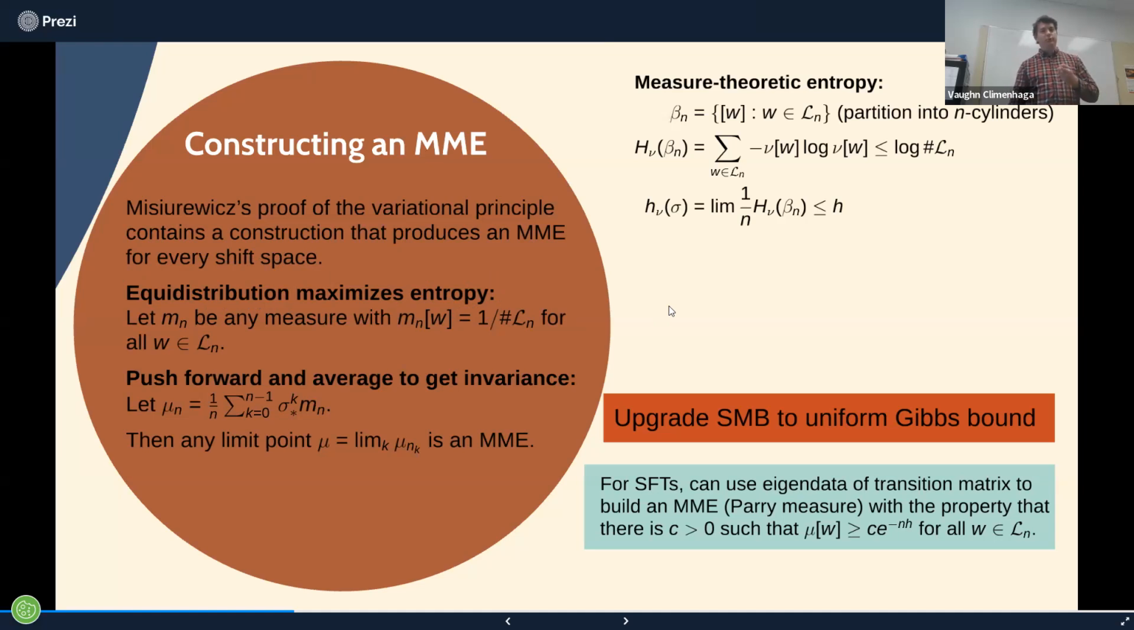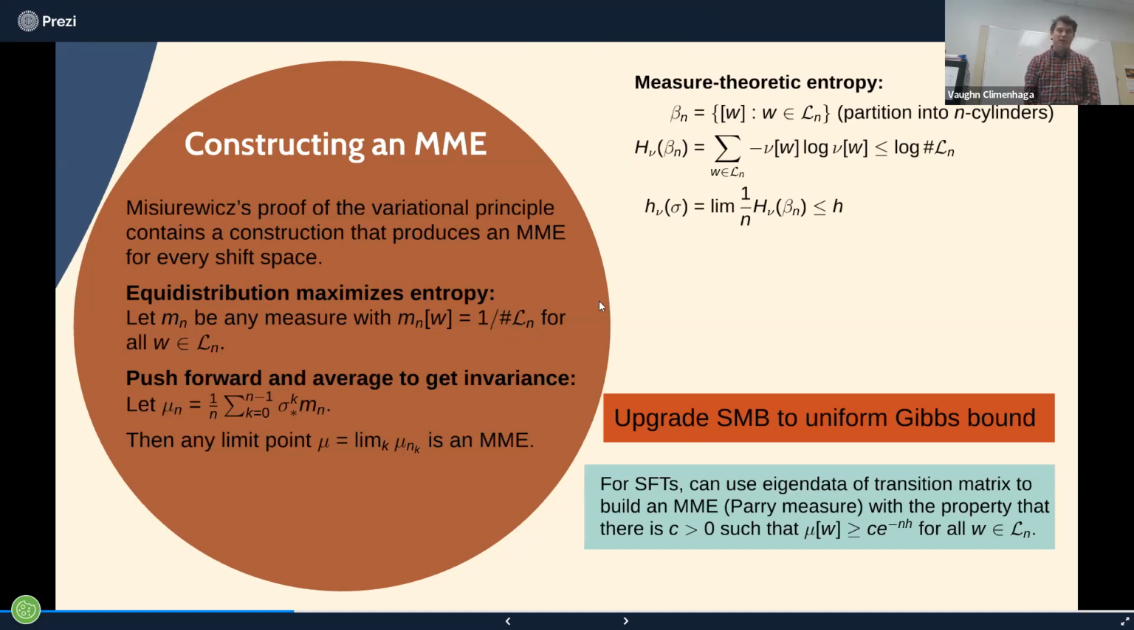So when Misiurewicz gave a proof of the variational principle, he did so using a certain construction, which in the context of a shift space produces a measure of maximal entropy. And there are two parts to the construction. The first is to say, we want a measure of maximal entropy, so, well, it should be equidistributed. That is, if I look at how much weight our measure gives to cylinders of order n, well, they should all get roughly the same weight. The number of them is the number of words of length n. Let's give each one a weight which is the reciprocal of that. And let's just consider any measure mu_n that does this.